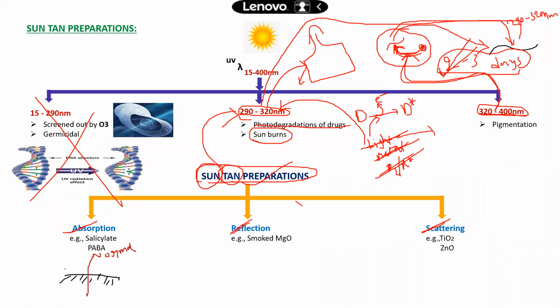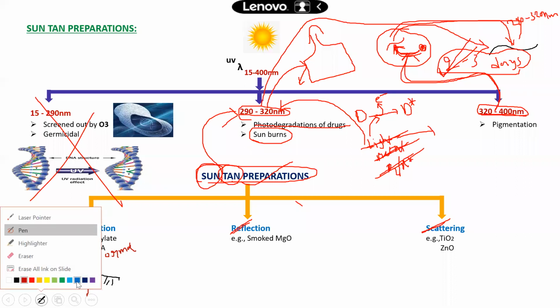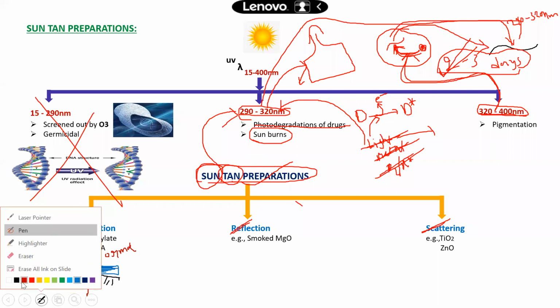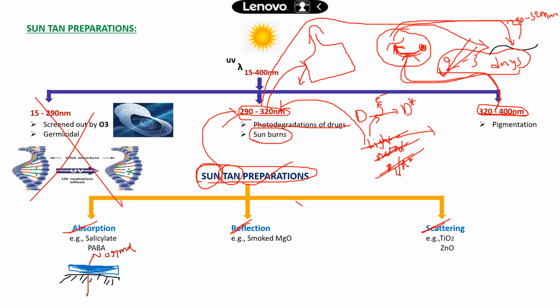Next, first of all you apply the suntan preparation on your skin surface. This blue color is the suntan preparation. Once the UV rays of 290 to 320 nanometer pass, these rays will be incident on the cosmetic preparation.